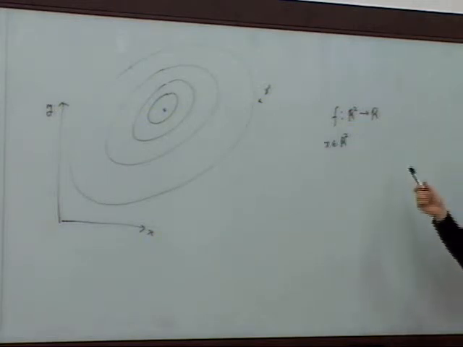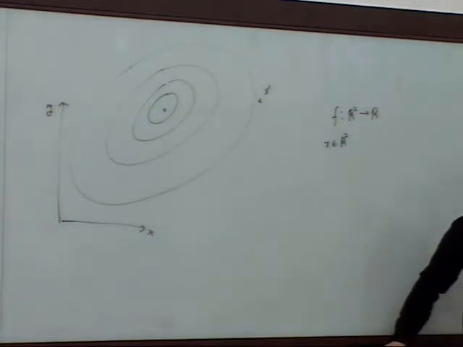Having said that, how many steps are required to reach the optimum using the conjugate gradient method? Two, only two. The concept of iteration is a little bit different here.